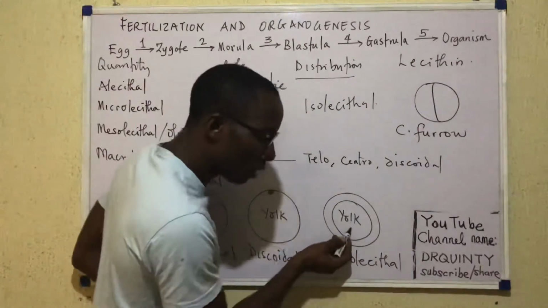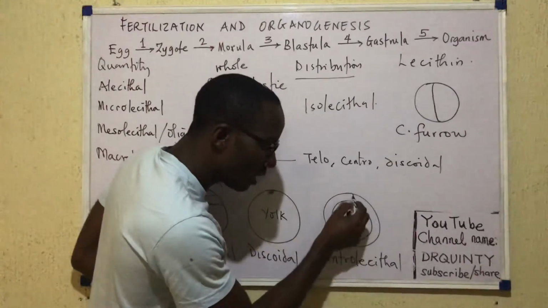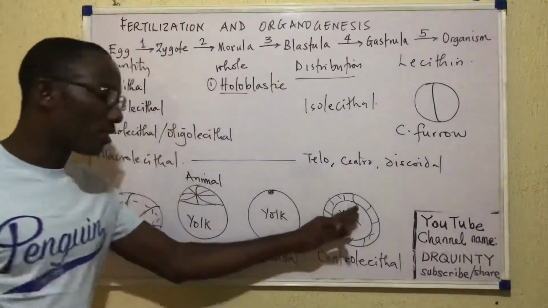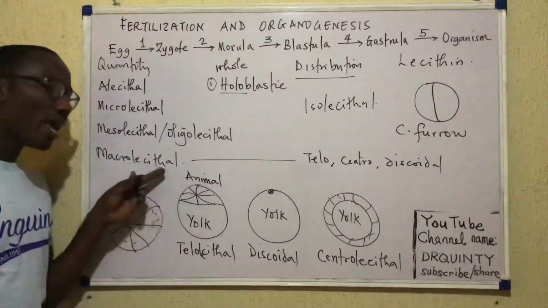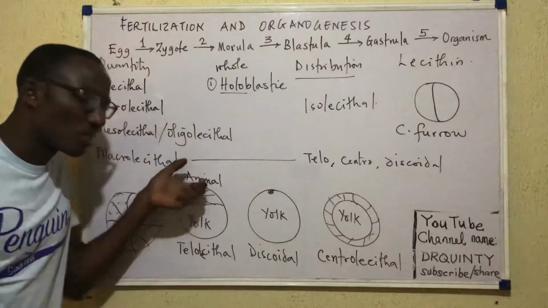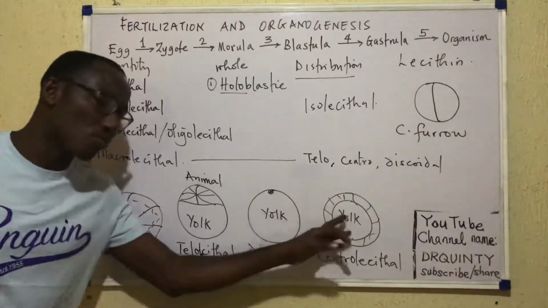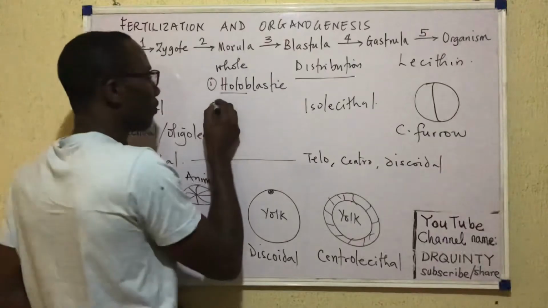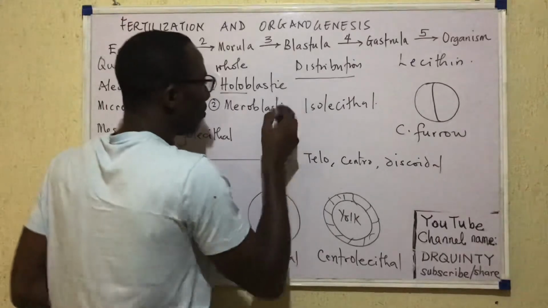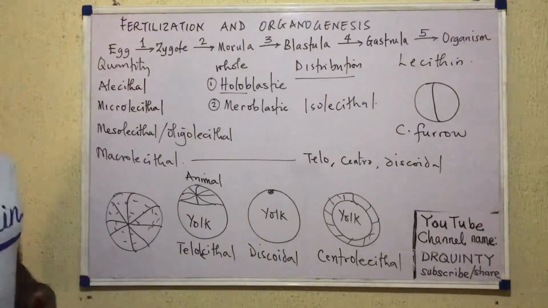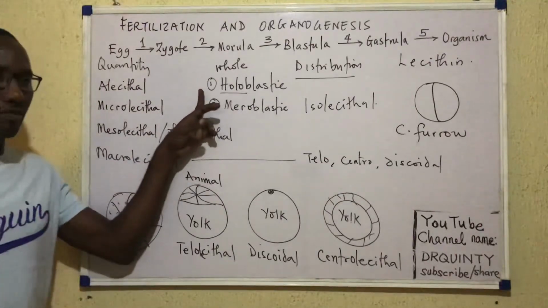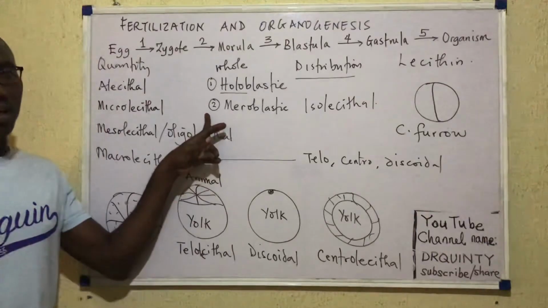Then what about this one? You see yolk at the center. So any cleavage taking place can only take place on the outside here. These three conditions, where cleavage does not occur on the entire egg cell, but just a part of the egg because of too much yolk, is the second type of cleavage, and we call it meroblastic cleavage. So I'm saying now that there are two types of cleavage. The two types of cleavage are called holoblastic cleavage and meroblastic cleavage.